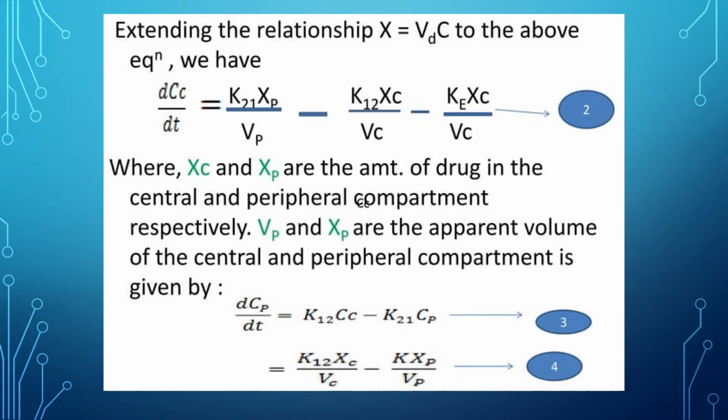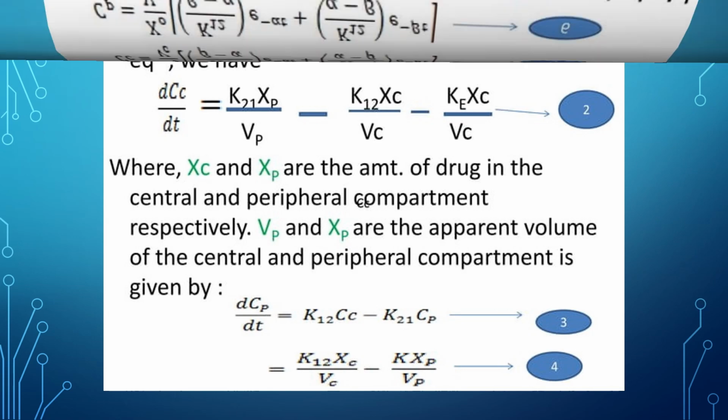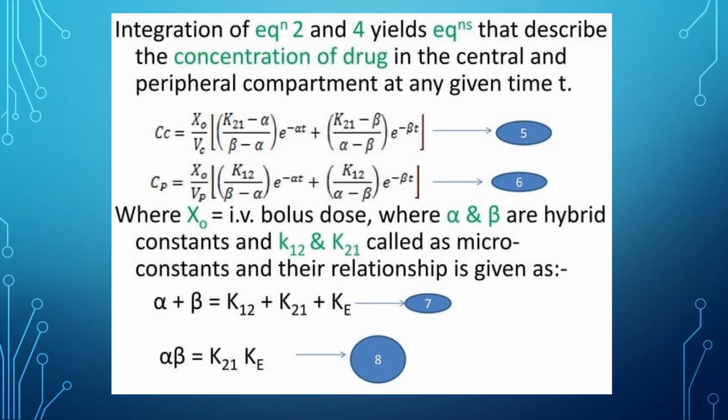Extending the relationship X = Vd × C to the above equation, we have dCc/dt = K21 Xp/Vp - K12 Xc/Vc - Ke Xc/Vc, where Xc and Xp are the amounts of drug in the central and peripheral compartment respectively. Vc and Vp are the apparent volumes of the central and peripheral compartment. For the peripheral compartment, dCp/dt = K12 Cc - K21 Cp = K12 Xc/Vc - K21 Xp/Vp. Integration of equations 2 and 4 yields the equations that describe the concentration of drug in the central and peripheral compartment at any given time t.